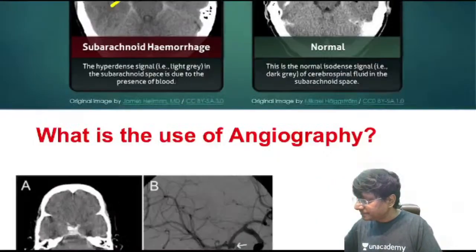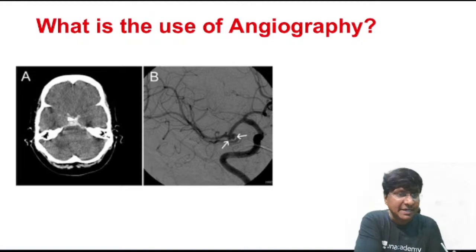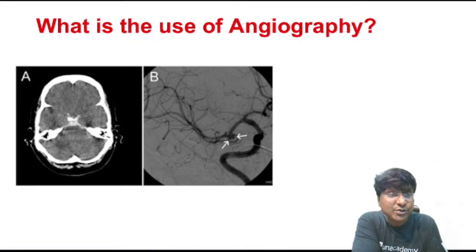And this will be the angiography. So what is the purpose of doing this angiography? That is mainly to determine where exactly the site of rupture is, right?